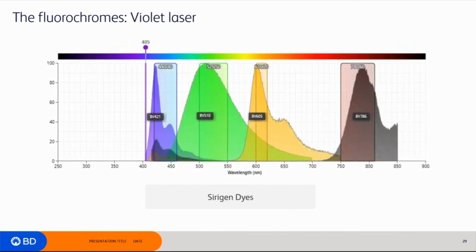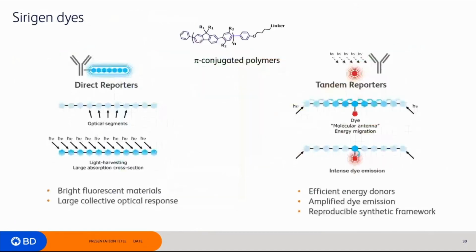So modern instruments can also come with a violet laser. Violet laser is great because it can excite Brilliant Violet dyes. So what are Brilliant Violet dyes? Brilliant Violet dyes are conjugated polymers. They have multiple optical segments that get excited and then get a large collective optical response, resulting in a very bright signal. Their brightness level is equivalent to or even brighter than PE. And similarly, tandem Brilliant Violet dyes are also very bright.